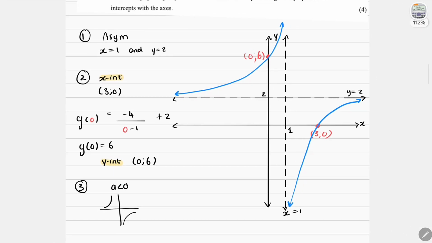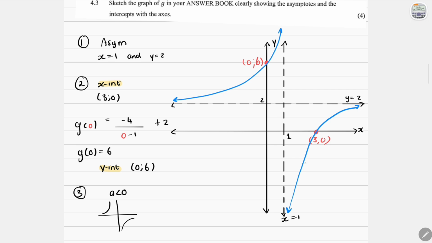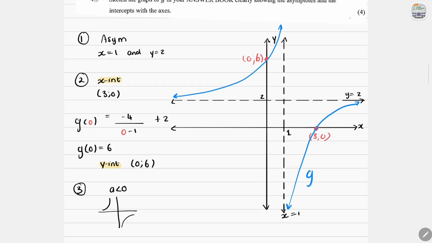So there's our graph, and you can just label it. This is the graph of g. And that is our answer. Moving on to the next question.